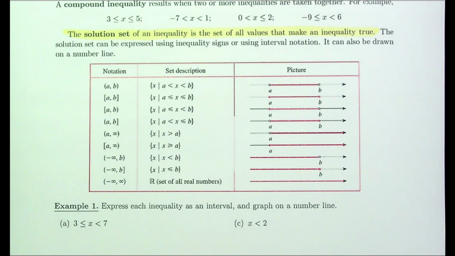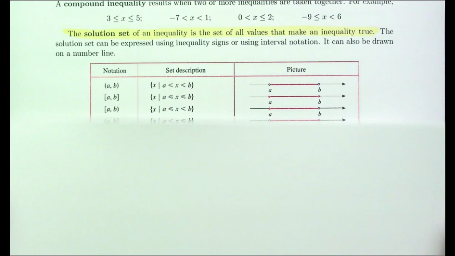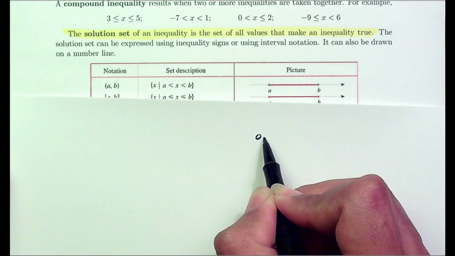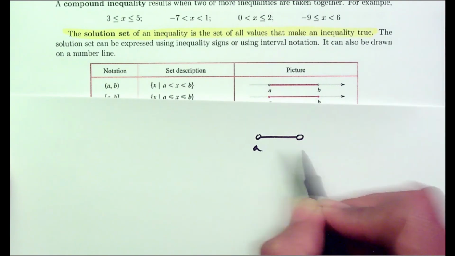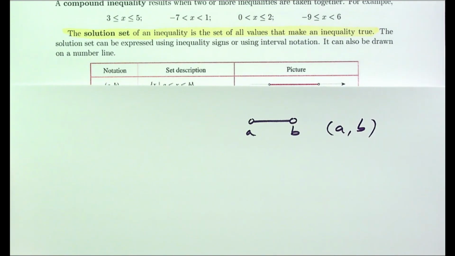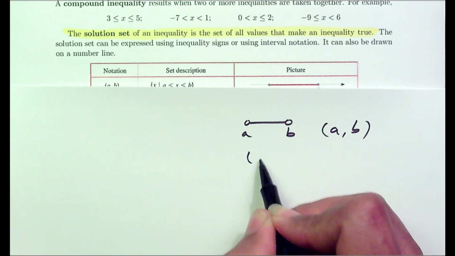Some other books, which is the case with some online homework platforms like Hawkes Learning or WebAssign, might use a slightly different way of drawing the picture. If this is one way where you don't include the endpoints, some books use this notation instead.